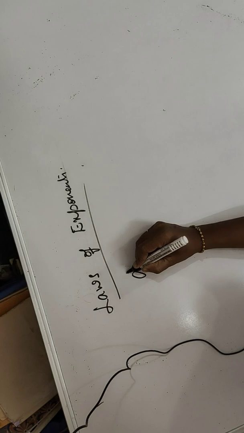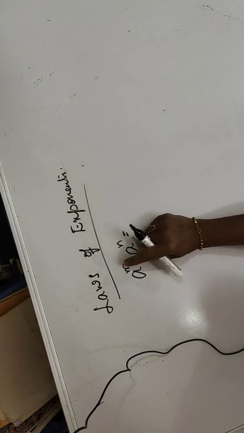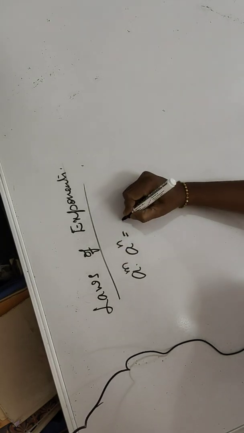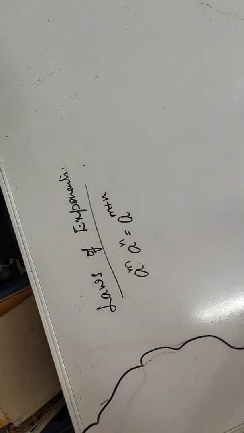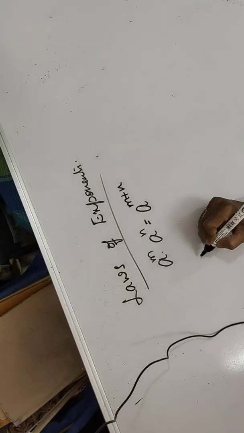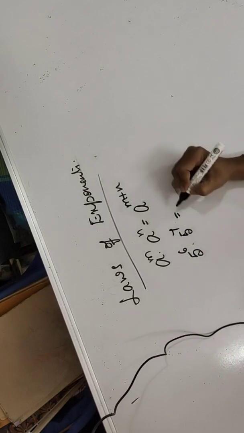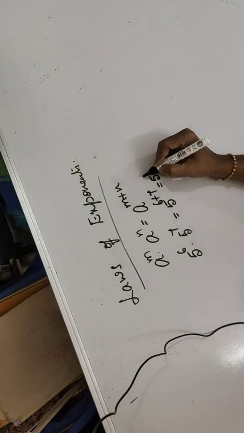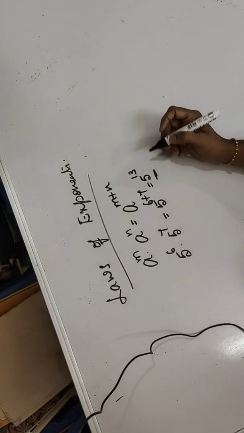One by one laws we will take. When the bases are same. These are the base, this is the power. I think you know. When the bases are same, what we have to do? We have to add the powers, isn't it? m plus n. For example, here the simple number I will take, 5 to the power 6 into 5 to the power 7. So 5 is a base, 6 plus 7 we have to add. 5 to the power 13. This is the answer.